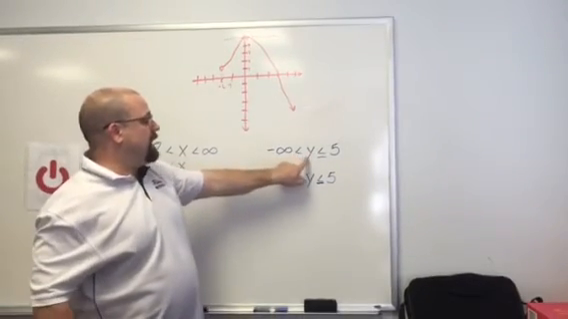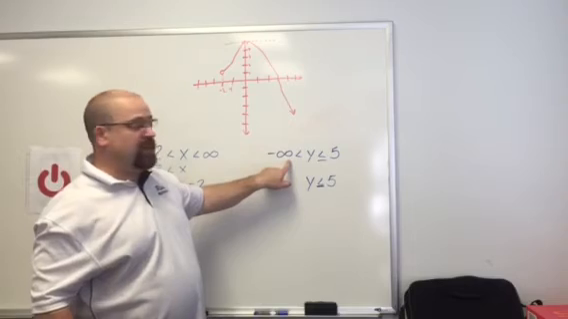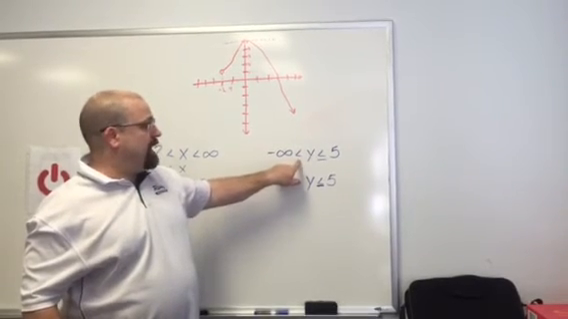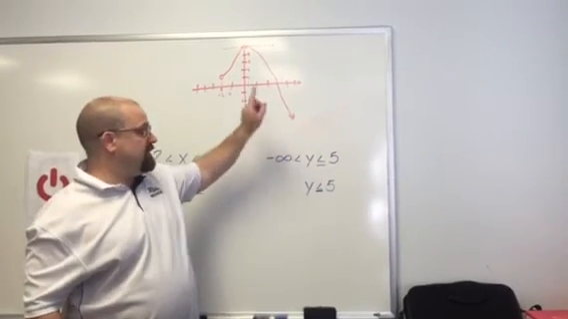So Y is never going to reach the open point, so we're not going to have an equal sign there. We are going to have an equal sign with the 5 because it does touch it.